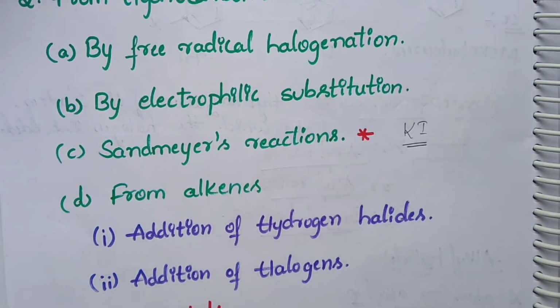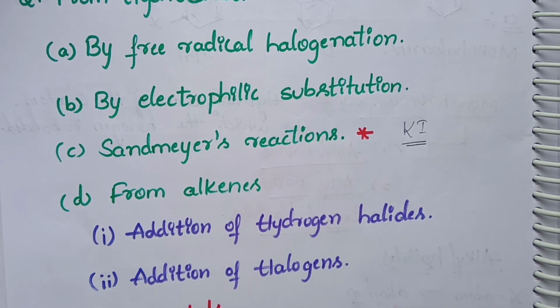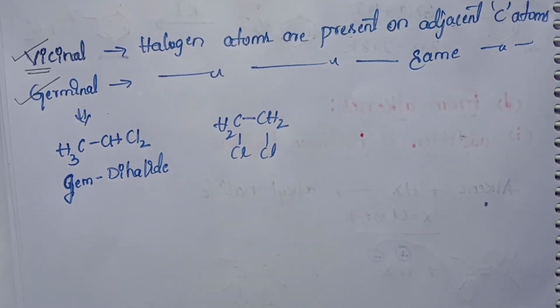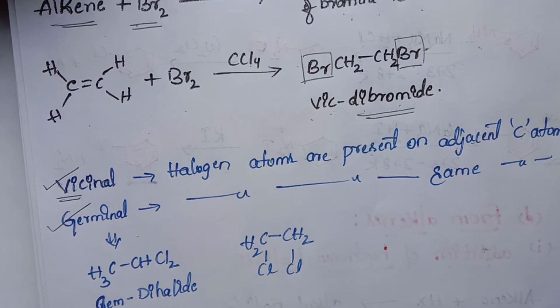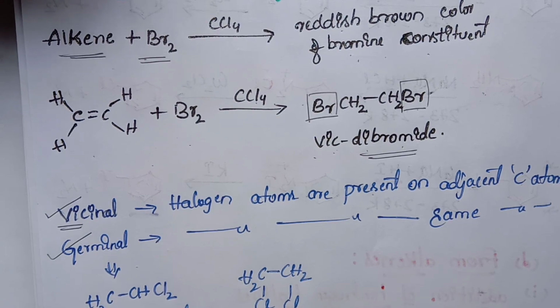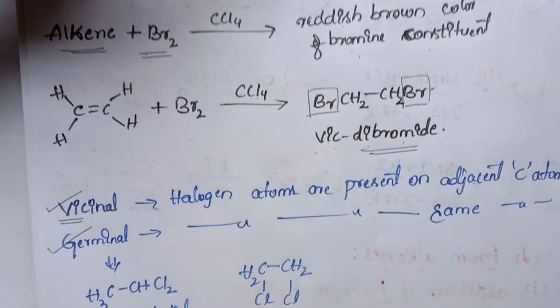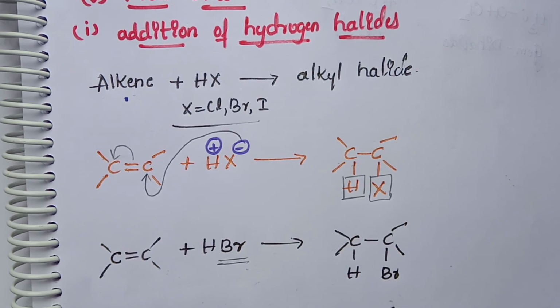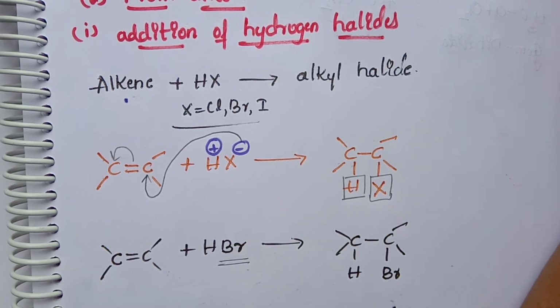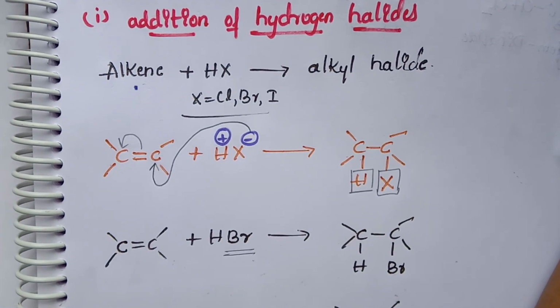From the alkenes we prepare alkyl halides by two methods: hydrogen halides or the addition of halogens. In the addition of halogens, the reddish brown color of bromine is discharged, and this method serves as detection that the molecule has a double bond. These are the easy methods, and in a simple way I will discuss the whole method of preparation.